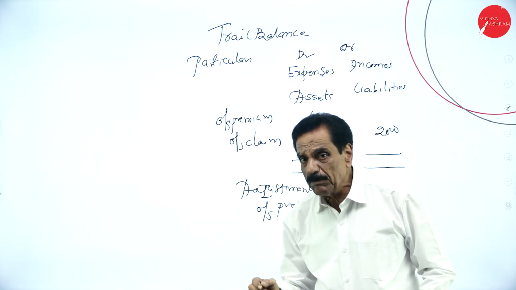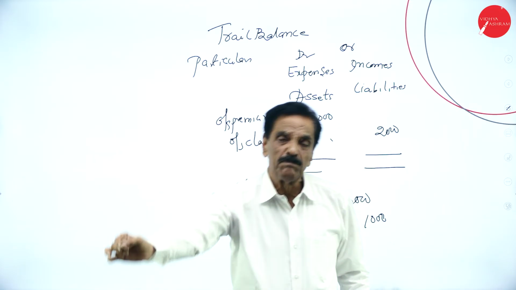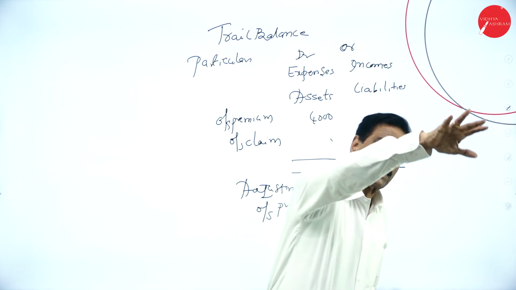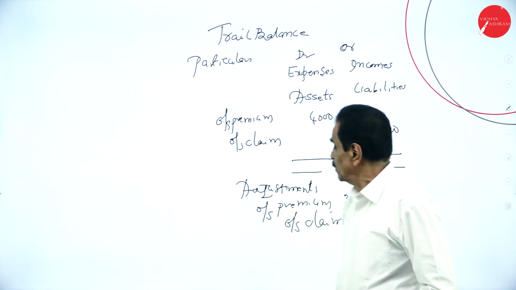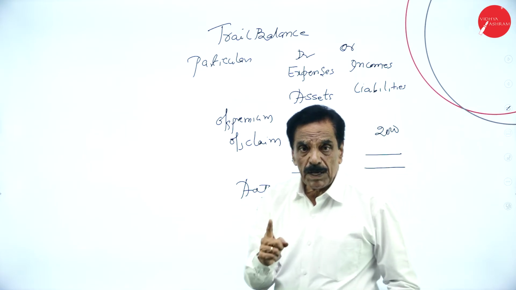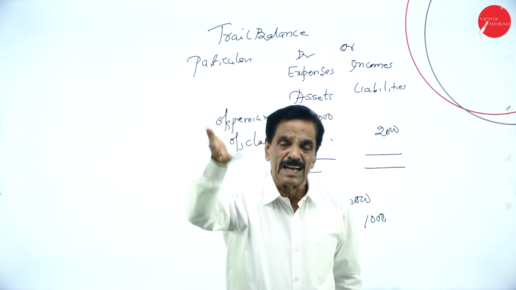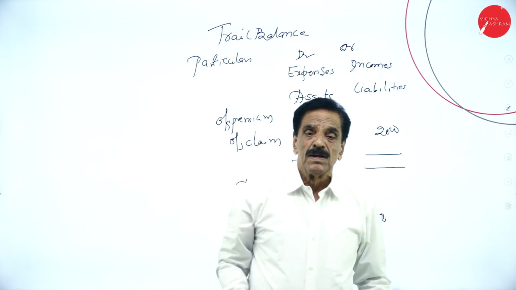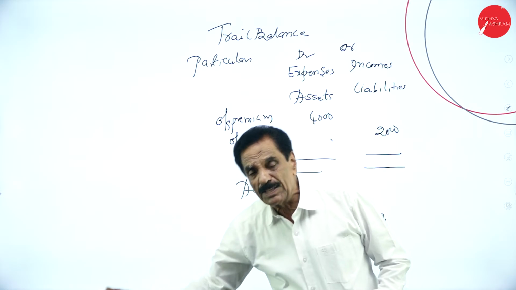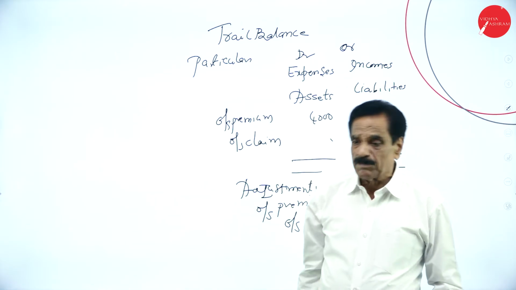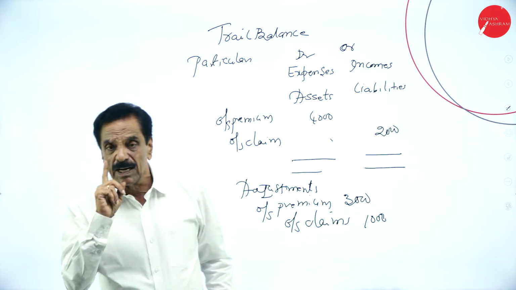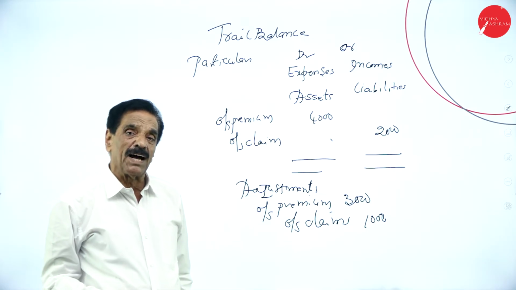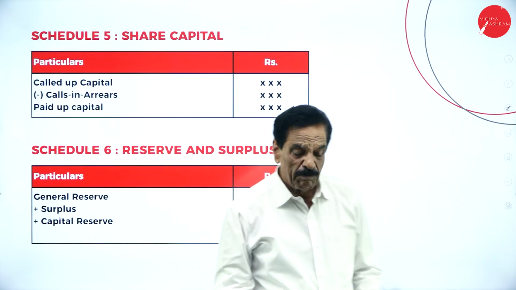So outstanding premium in the adjustment: add to premium, then asset side of the balance sheet. Outstanding claim: add to claim, on the liability side of the balance sheet. Outstanding premium, add to premium, then it will come under current asset. Outstanding claim, add to claim, then it will come under current liability. If the outstanding premium is in the trial balance, directly it will come on the asset side of the balance sheet. If there is an outstanding claim in the trial balance, directly it will come on the liability side of the balance sheet. Then this format you have to learn.